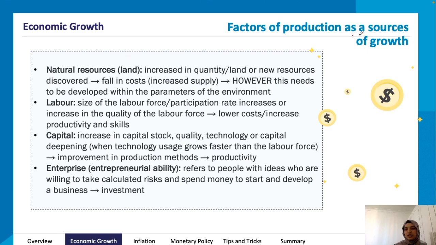So, factors of production as sources of growth. Natural resources such as land, labour, capital, and enterprise, which is also known as entrepreneurial ability. An increase in the quality of land, quantity of land, or new resources discovered will lower costs because we have an increase in supply. However, this needs to be developed within the parameters of the environment.